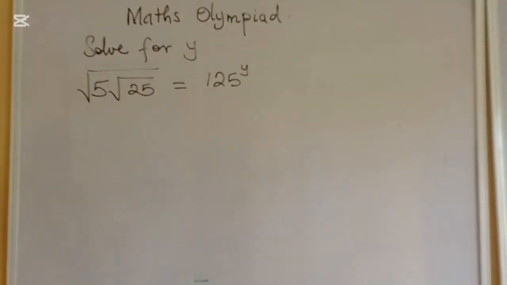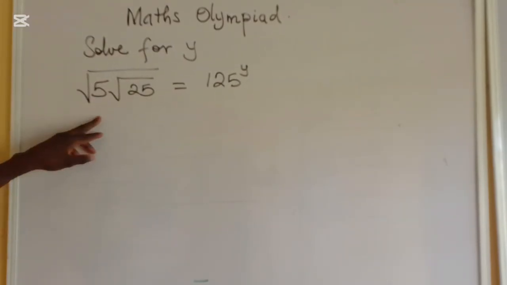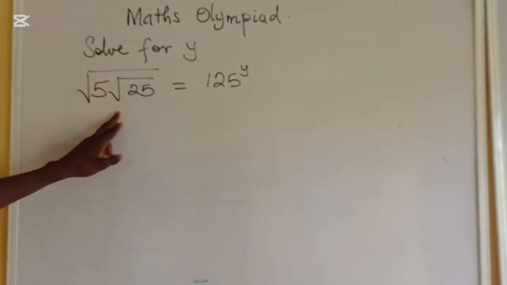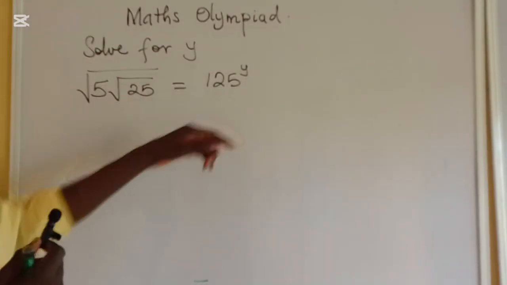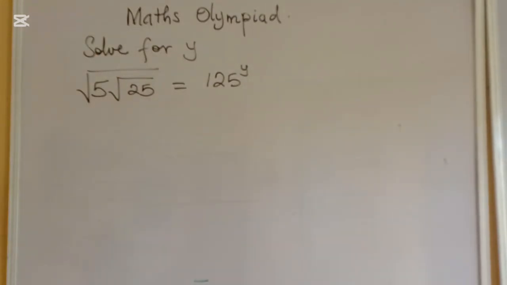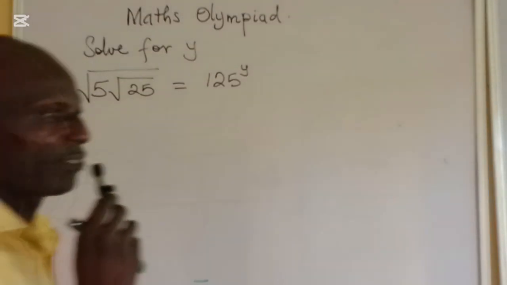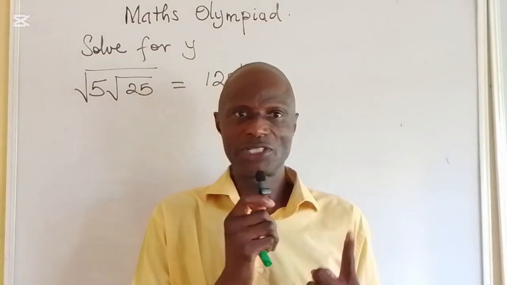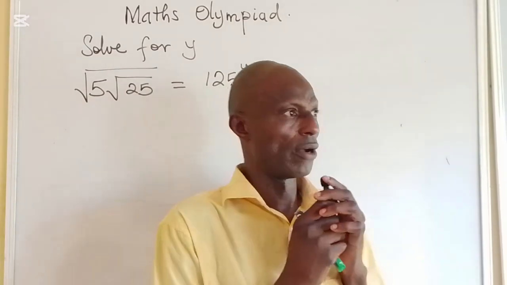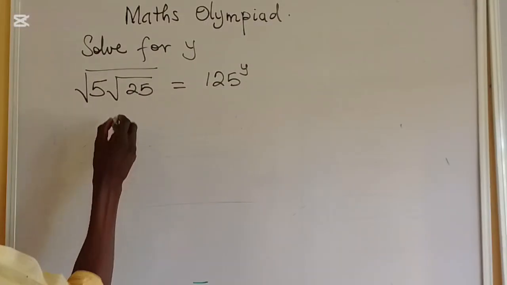Before me on the board is a Math Olympiad question. How to solve for the value of y: root 5 root 25 again, inside that square root, is equal to 125 raised to power y. I will solve this math with two methods. One is short, another one is longer. Now, solution, method 1.